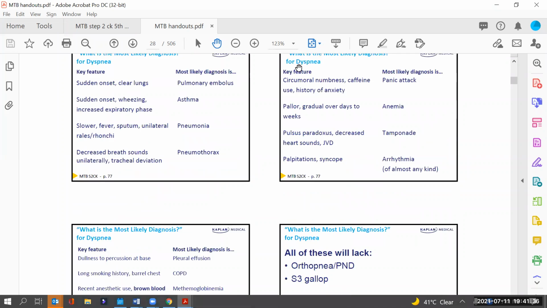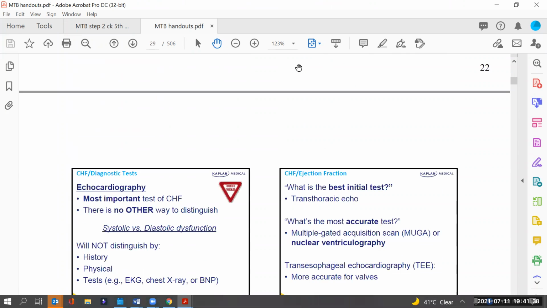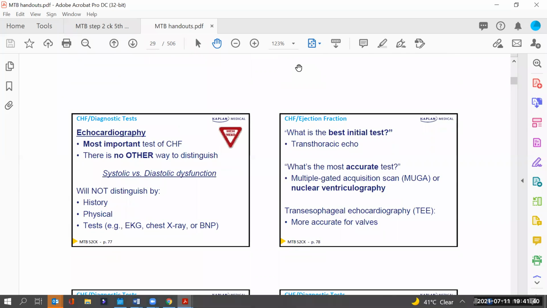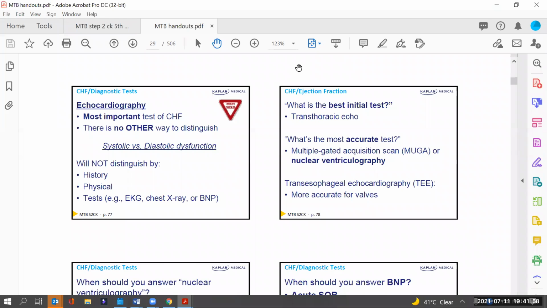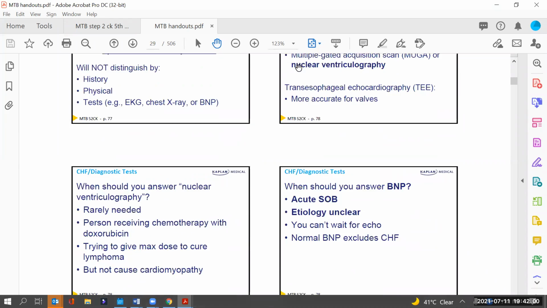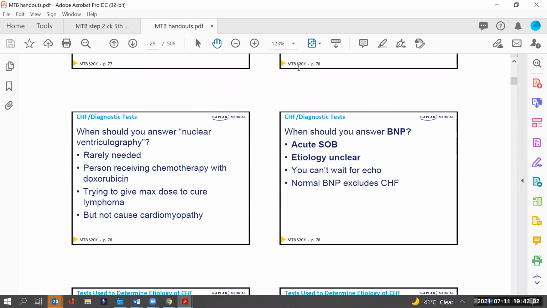Now quickly we will just go to this one. The next thing we are going to emphasize is what the best initial tests are, what the most accurate tests are, and what the best and most important treatment is. So here we will say that the best initial test is transthoracic echo. Must emphasize this one, and the most accurate test is multiple gated acquisition or nuclear ventriculography. We are going to learn this by heart because there is no need to waste time on this one.